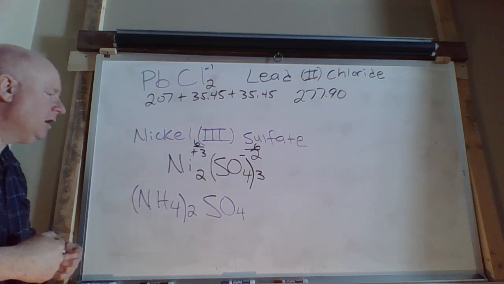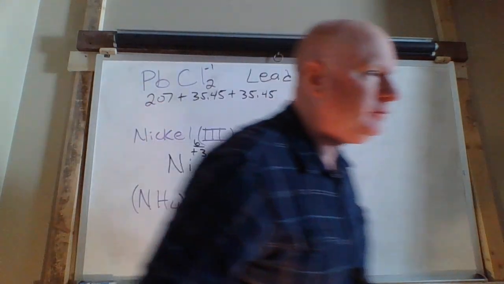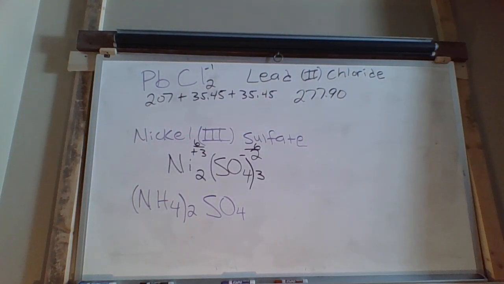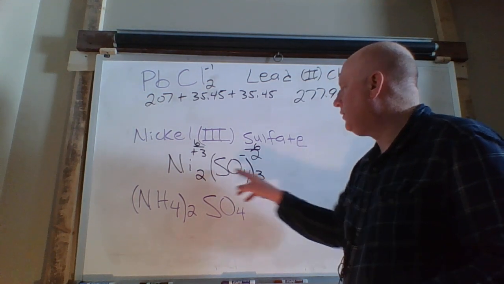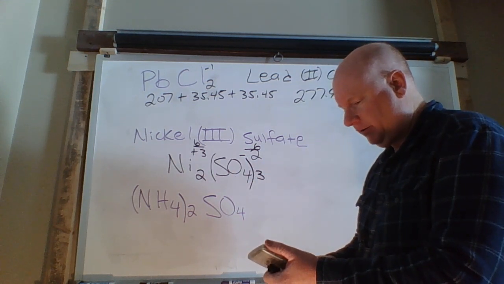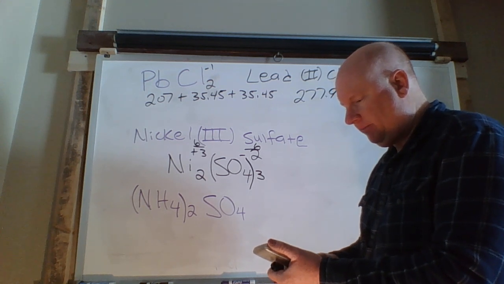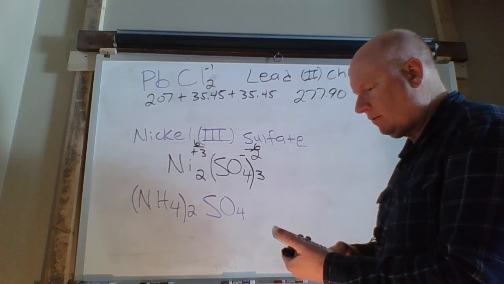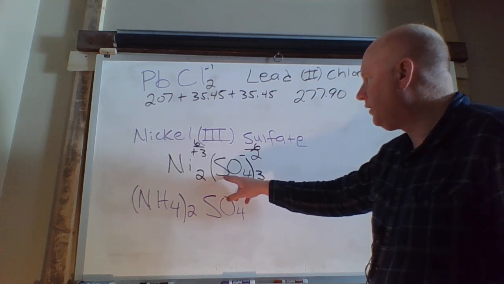All right? Then if we're going to add those together, you can have your periodic table. Nickel is 58.69, and we're going to take that times 2. And then we've got 3 sulfur atoms because we have to distribute that 3. So 32.06 times 3, that gives you 96.18 for all your sulfur atoms.